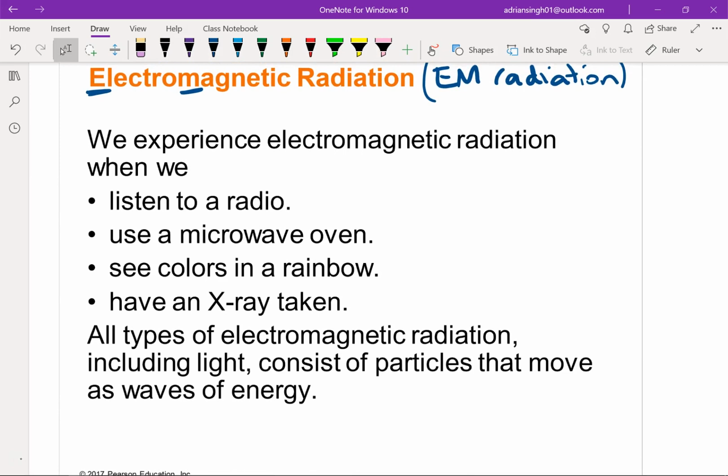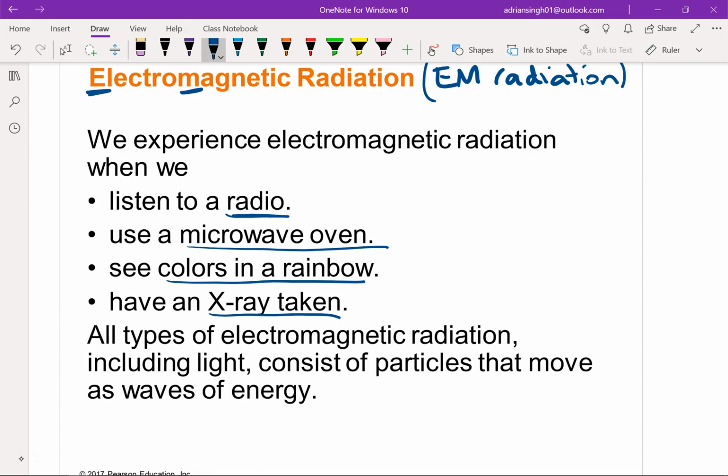Radio waves are examples of electromagnetic radiation. Your microwave oven uses electromagnetic radiation. The colors that you see, visible light, is an example of EM radiation. And then if you have an X-ray taken at the doctor's, for instance, that would be another example of EM radiation. All right, so this is something that we're always exposed to, something that we're always encountering on a regular basis.